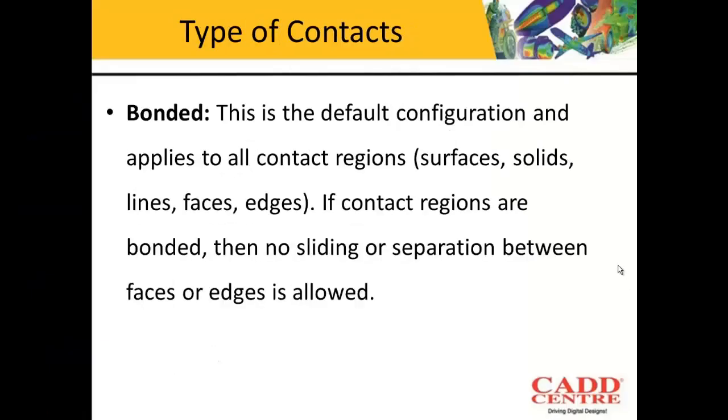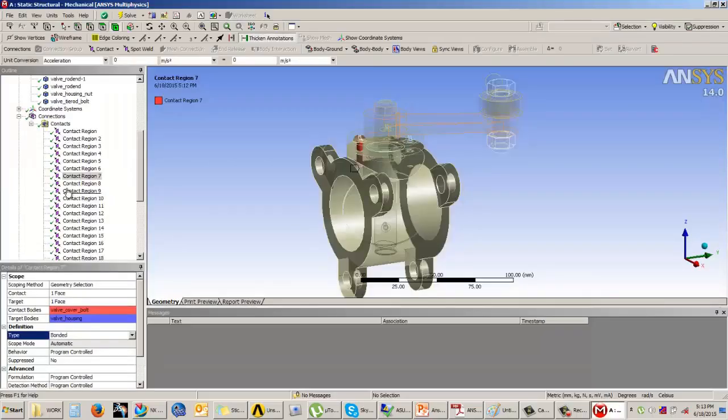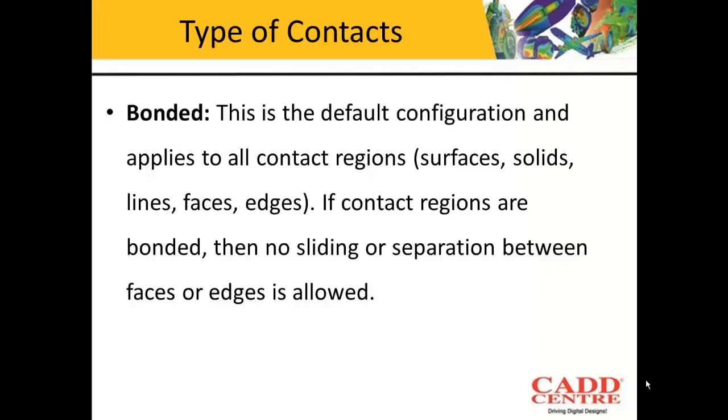So let us talk about the first contact that we have, that is the bonded contact. The bonded constraint is the default contact defined between the surfaces. So this is the default contact which is defined between all the surfaces. Whatever contact regions have come automatically, everywhere you will see that it is a bonded contact. So bonded contact is actually the default contact that gets applied to all the contact surfaces.